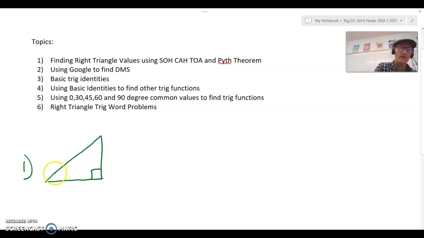Okay, and then we have an angle here. Call it angle A. We can call it theta. This is angle B. We can also call it beta. And this is angle C. It's 90 degrees. Okay, so SOH TOA is the sine is opposite over hypotenuse.